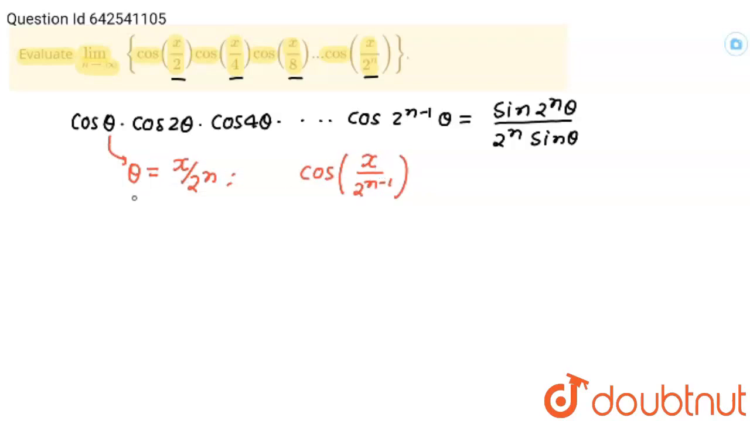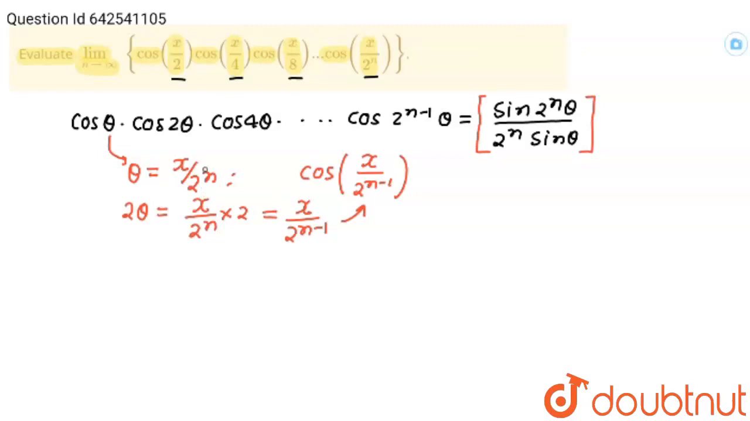So I'm going to multiply by 2 on both sides. So 2θ is equal to x upon 2^n into 2, and this will become x upon 2^(n-1). And here you can see this is 2θ. So everything is clear now. Now I am going to put θ equal to x upon 2^n in this expression to get the result.